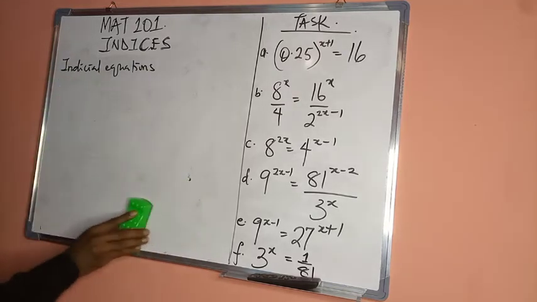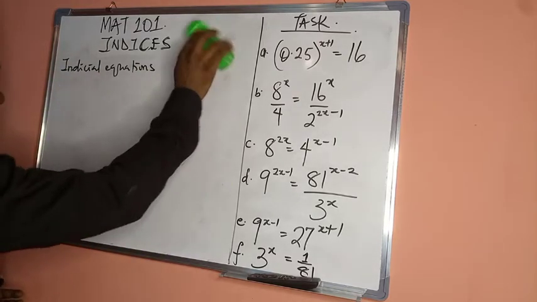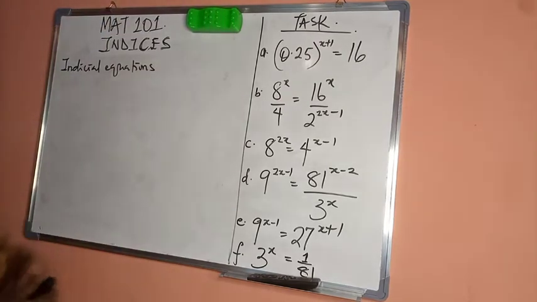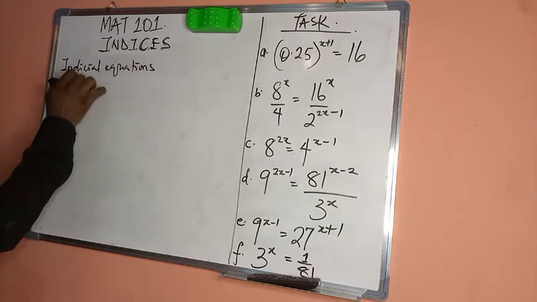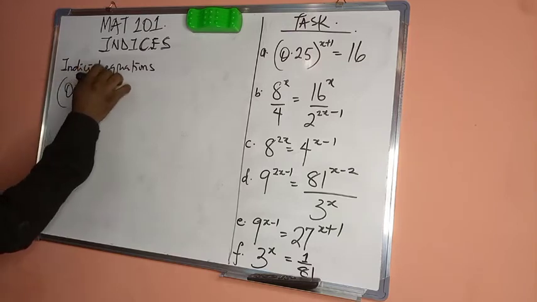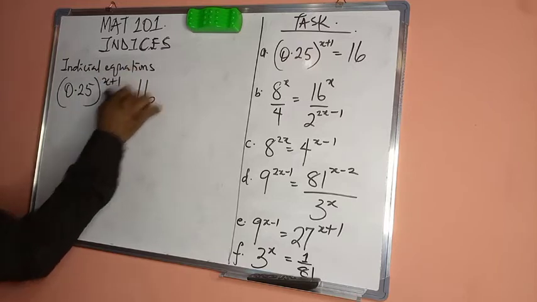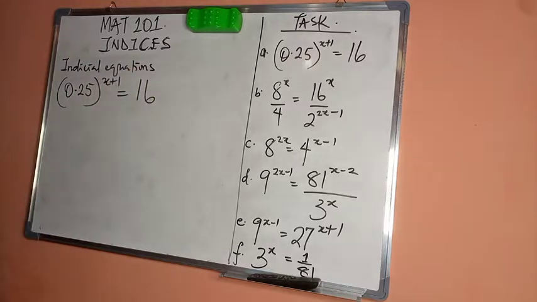Alright, let's solve some of these questions and we'll leave some for you to try. Once you solve them, you get them, you're good with indices, at least for initial equations. These are simple initial equations. Okay, let's do the first one there. We have 0.25 raised to power x plus 1 equals 16.